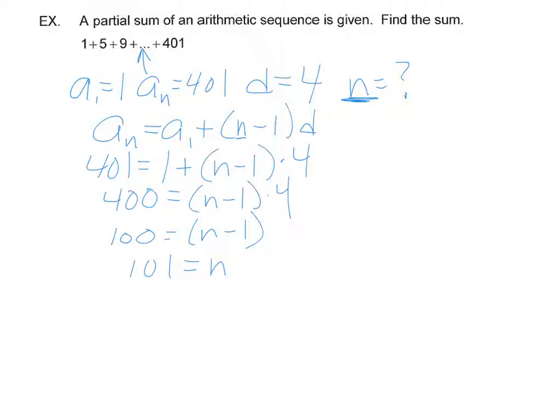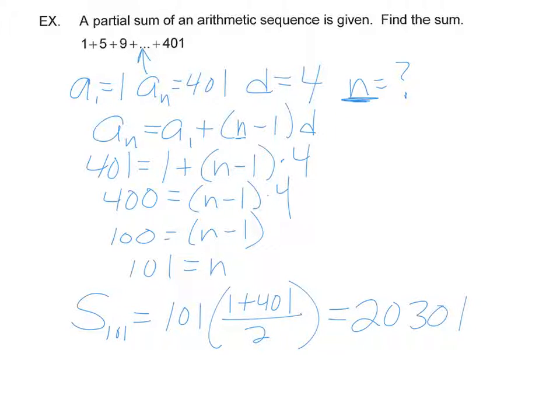Now we can use the second formula. So S, the sum of the 101 terms, would be 101 times 1 plus 401 over 2, and that comes out to be 20,301.